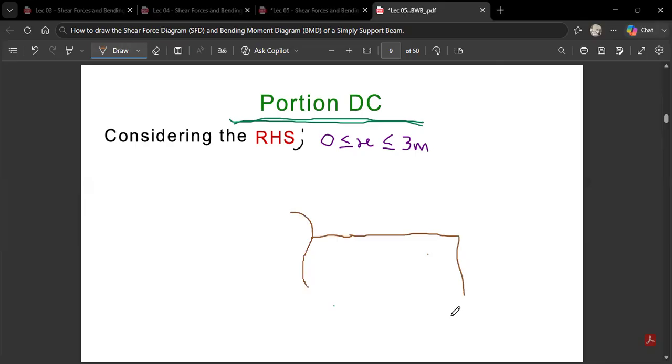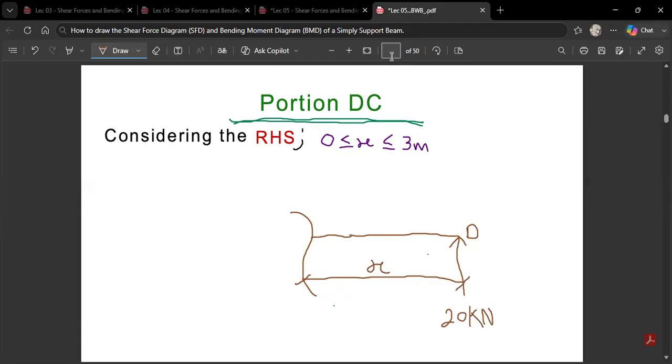So here was 20 kilonewton. The reaction at D we calculated for. You see. Then from here to here is X. Right hand side, simplest. So from here, let's go back to the diagram and have a look at it one last time.